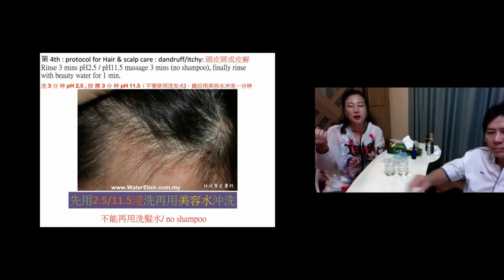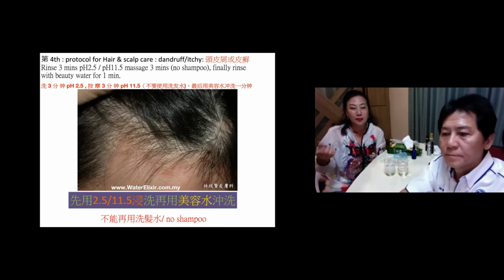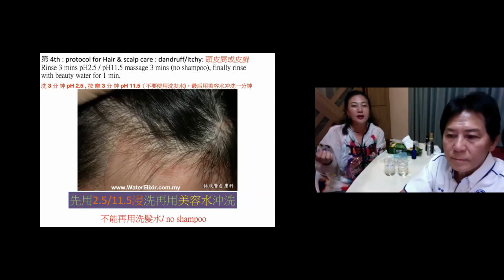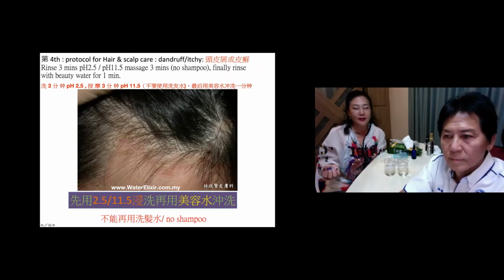11.5 can stand for shampoo. You remove the chemical, the shampoo. You use 11.5. It is a treatment for your hair. Okay, but if you have a lot of dandruff, you use 2.5 to spray first.